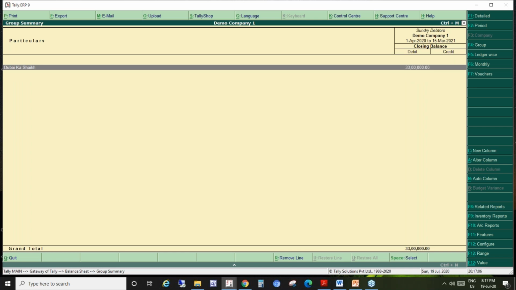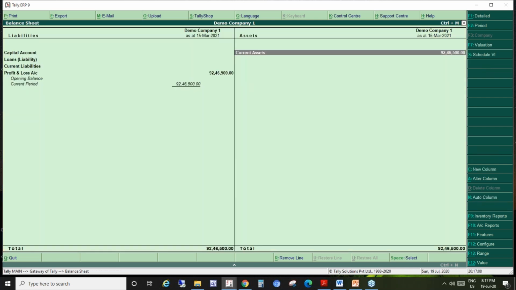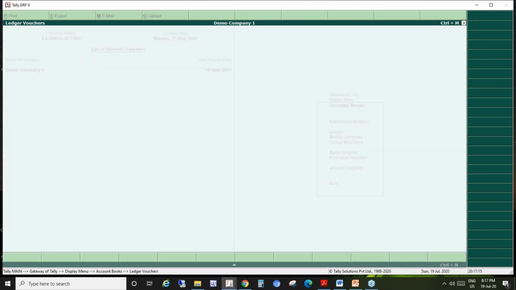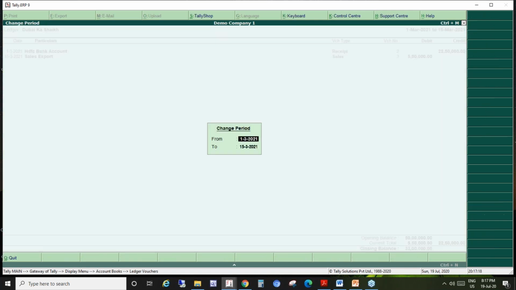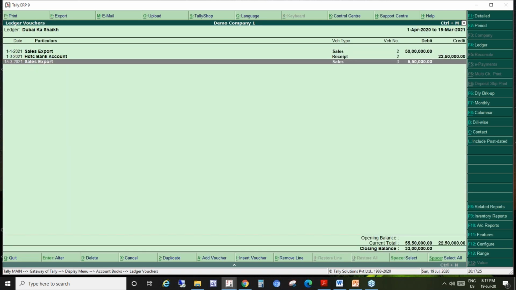This was the amount which is received. One second, because it is adjusting it on its own. Let me check. Go and check the display account books, Ledger Dubai Ka Sheikh. Okay, it is not showing any exchange gain loss report because we have sold it at 85,000.